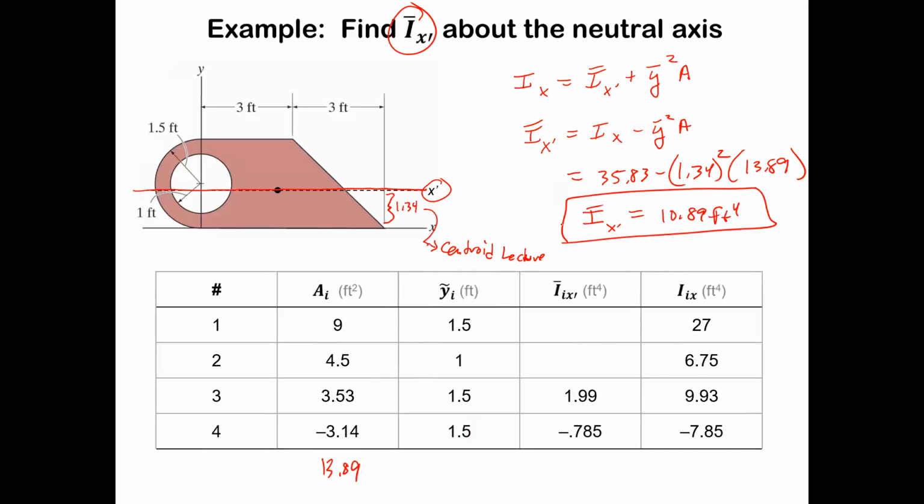And that's our final answer. So that's the moment of inertia of the entire body about its centroid. It's the moment of inertia of the entire body about its own centroidal axis, which is, I think, the more meaningful quantity that we're often wanting to get when you're trying to analyze a beam and stuff, right?